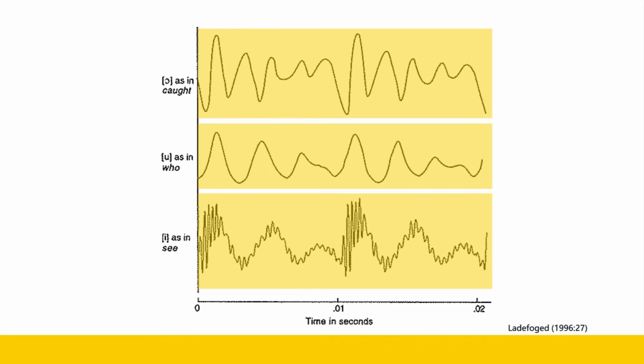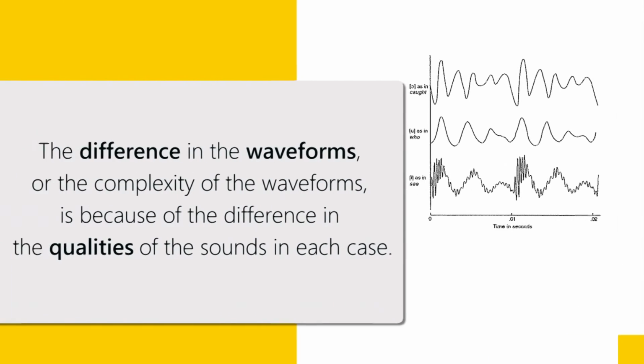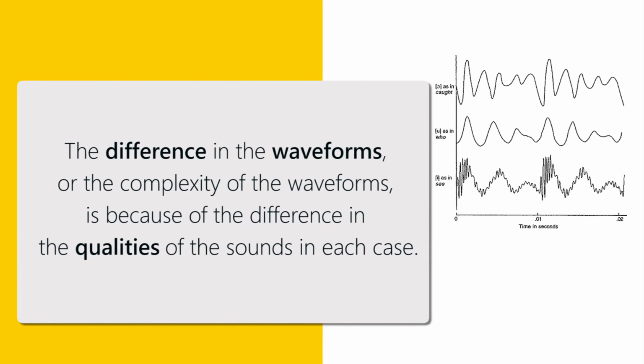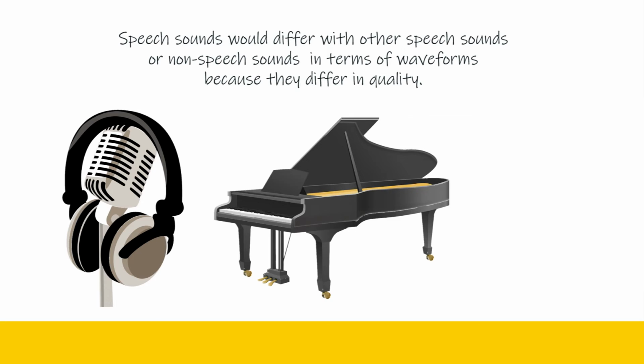Obviously they look different because they are three different vowels, and this difference in form is actually an indication of the difference in quality. So these vowels share the same fundamental frequency, but they have different qualities because they're different vowels. The speech sounds would differ with other speech sounds as well as with other non-speech sounds, sounds from piano, tuning fork, etc. in terms of waveforms, because they differ in quality.